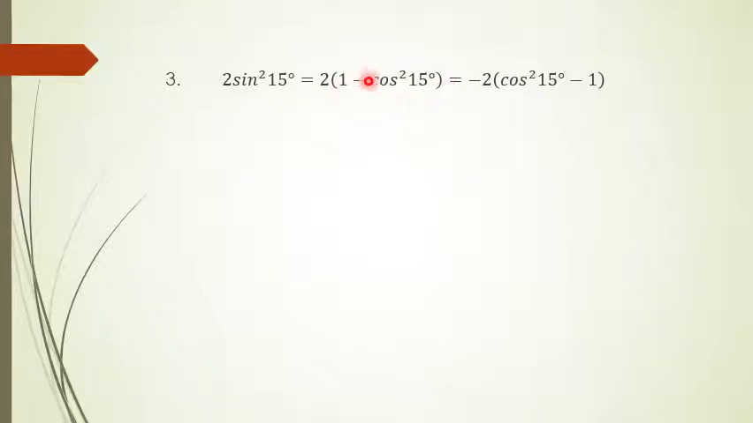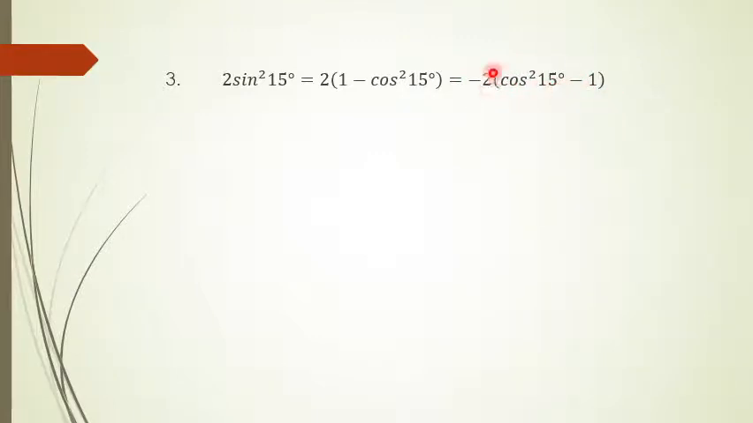Then, remembering that in order for us to use the double angle formula, we need a positive here, we factor out minus 1, which will make minus 2 when we multiply by minus 1. It will change this one to positive and this one to negative, and simply rearranging to start with the positive, that's minus 2 into cos squared 15 degrees minus 1.